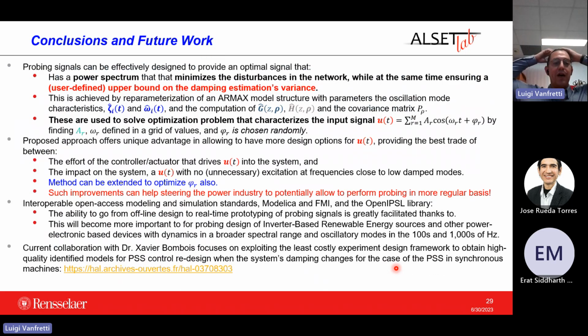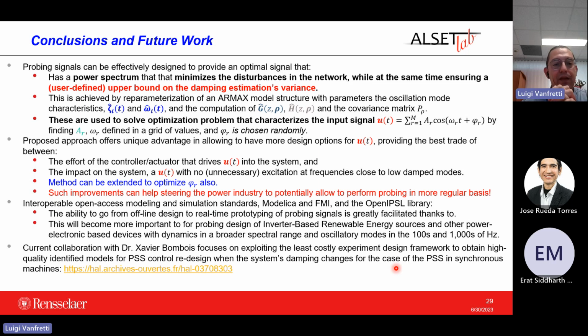So here are my conclusions. The message is that we can design probing signals to provide an optimal signal that has a power spectrum that minimizes disturbances in the network, while at the same time ensuring that an upper bound on the damping estimation variance is low, so that we have good accuracy. This is achieved with an ARMAX model structure. You can use another one, but this ARMAX model structure has been reparameterized so that you automatically obtain the dampings and the frequencies, avoiding additional steps.